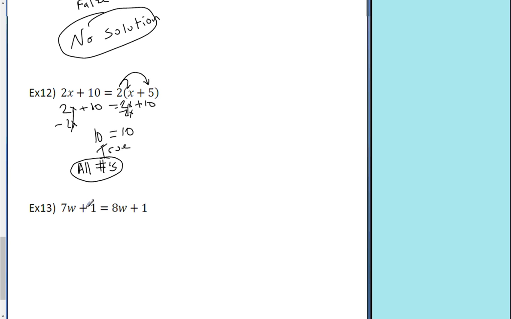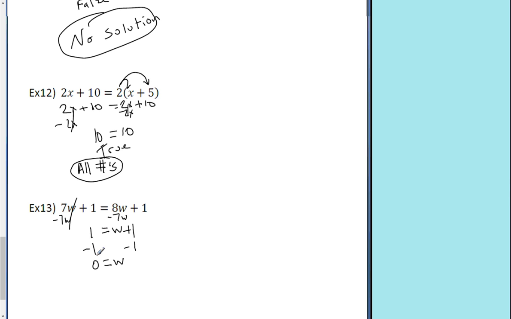Right here we have 7w plus 1 equals 8w plus 1. So let's get rid of the 7w because I have more positives over here. So 7w, add a negative 7w to both sides, add a negative 7w to this side. That makes 0. I'm left with 1 equaling 8w plus negative 7w is w plus 1. Then subtract 1 from both sides, or add a negative 1 to both sides. I'm left with w equaling 1 plus a negative 1 makes 0.